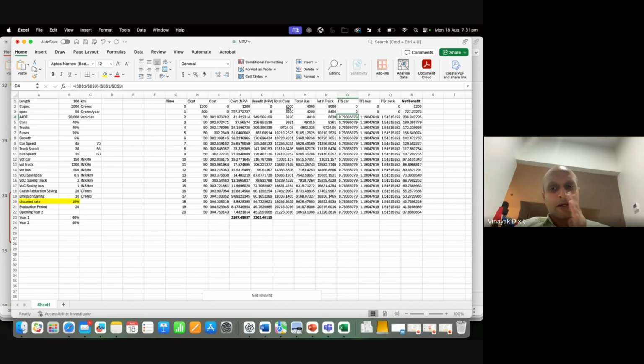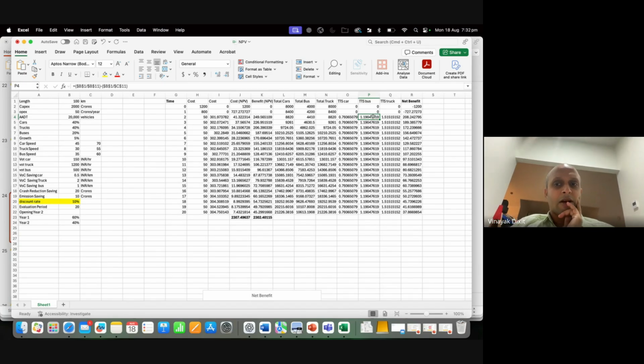That's around 48 minutes, or let's say 47 minutes. Closer to 48 minutes, but that is what I'm saving. For buses, it is close to 1.2 hours. So that is 1 hour and 12 minutes, roughly. Okay, so that's what I've done.